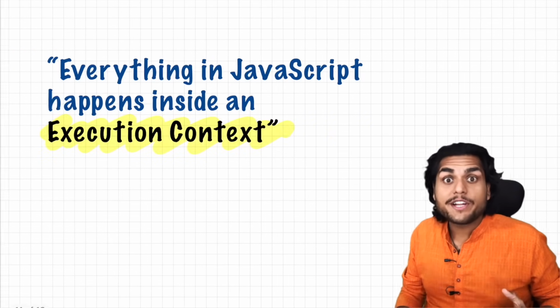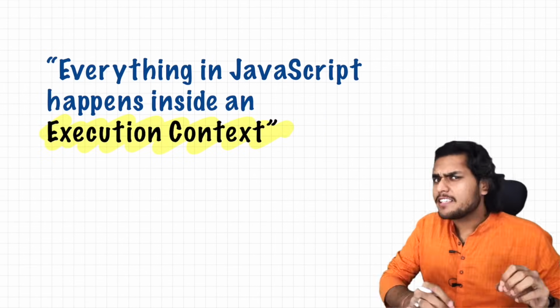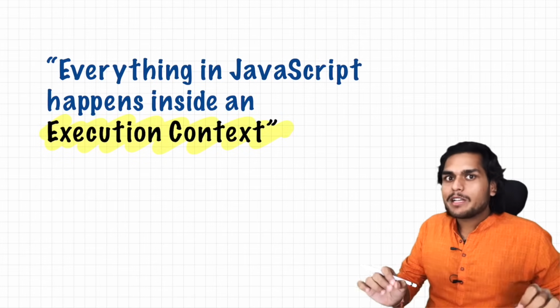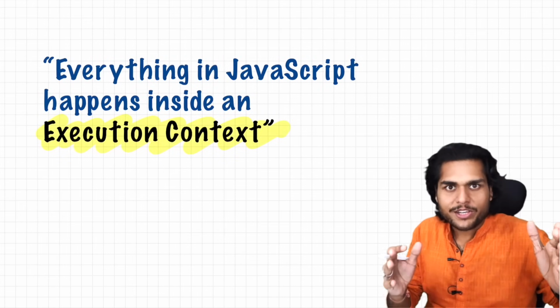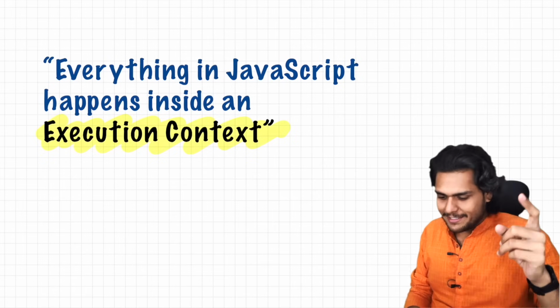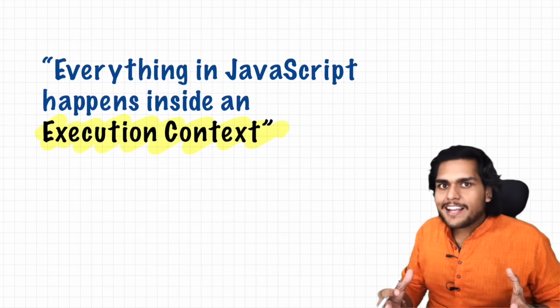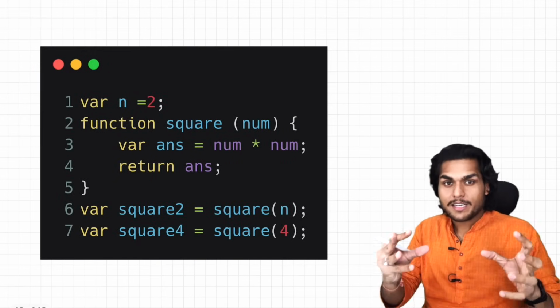Remember in the last video, we discussed that everything in JavaScript happens inside an execution context. Remember? And JavaScript isn't possible without this beautiful execution context. So here's one question for you. What happens when you run a JavaScript program? Yes, you're right. An execution context is created. So let us now see how this beautiful execution context is created with the help of a JavaScript program.